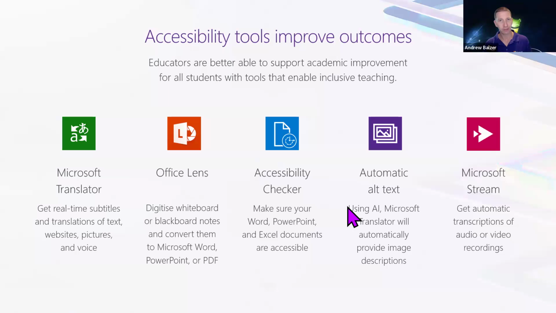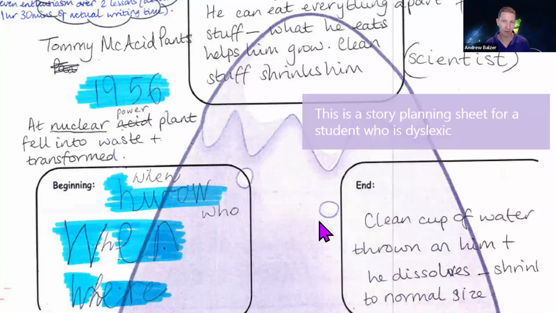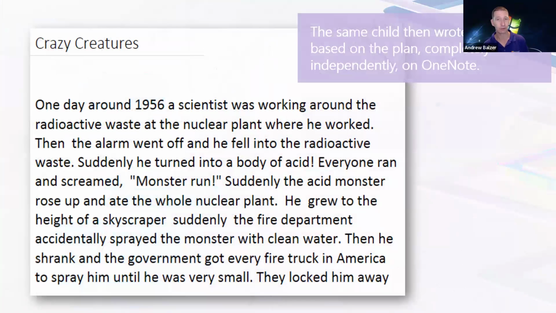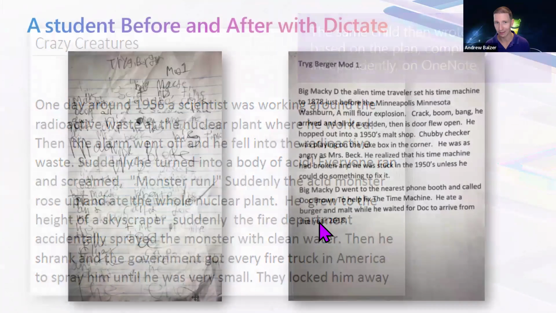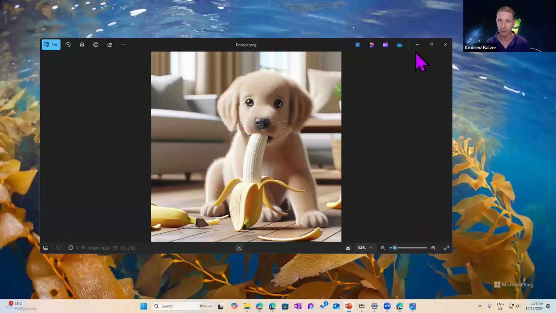Now, obviously, I'll show you Accessibility Checker and Alt Text. They're very, very important that we actually have, and some dictation tools, because this is a story planning sheet for a student who is dyslexic. This is the same story planning sheet with a child, written completely independently using accessibility tools. Okay, and this obviously goes up to tertiary education. A student, that's what my handwriting looks like, no joke. A student before and after using dictation tools. Okay, so very powerful. Now, there's my puppies eating bananas.